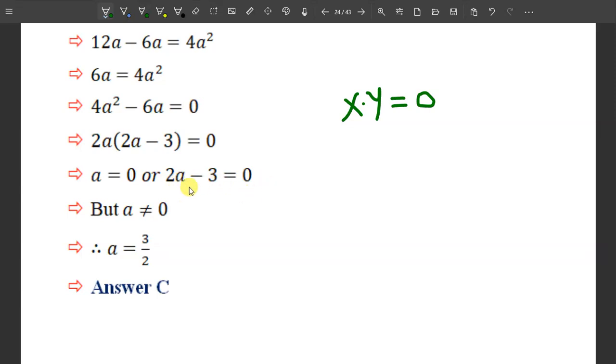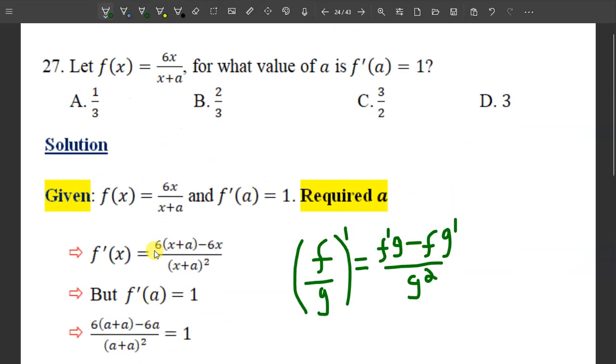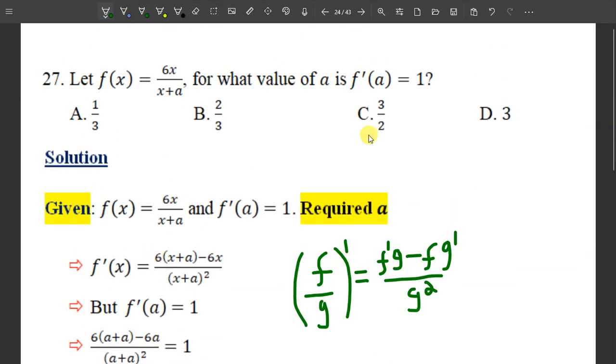Then solve this linear equation. Move 3 to the right, it becomes 3 over 2. Our a is equal to 3 over 2. That is the value of a. When a is equal to 3 over 2, the derivative of this function at a gives us 1. Now, your answer should be C. Let us see the next question.